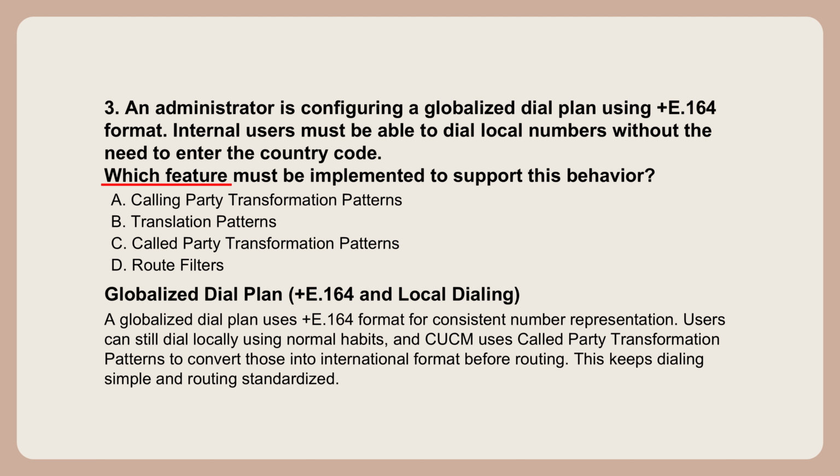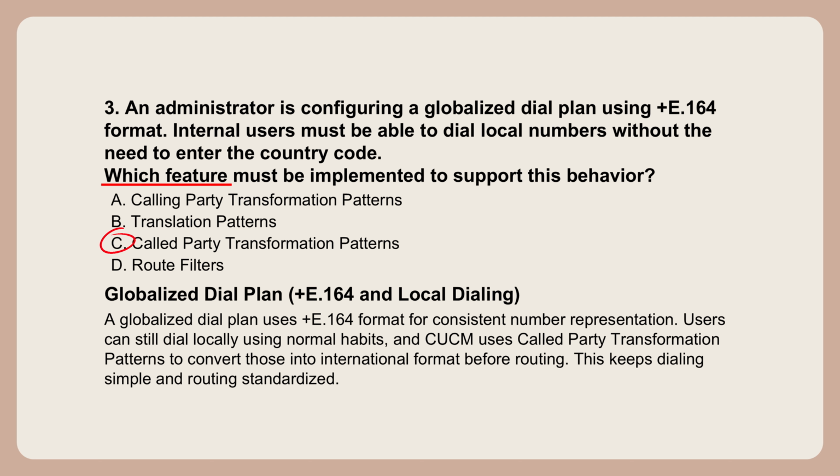For this, you need C, called party transformation patterns. Yeah, the name kind of gives it away. It just transforms the number being called. Exactly. It works on the dialed number. So a user dials, say, a 7-digit local number. Familiar, easy. Right. CUCM sees that pattern, matches it with a called party transformation pattern, and before it routes the call, it expands it into the full plus E.164 format.